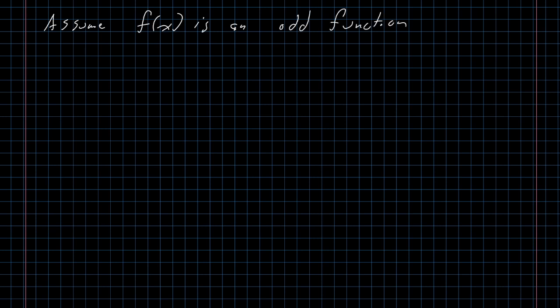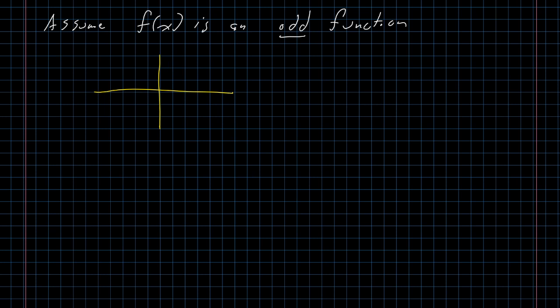Let's assume that f of x is an odd function. Remember that an odd function, I generally think about the power functions. So x cubed looks like this. If you take the y equals minus x line and rotate the lower half around, you'll get it to match up exactly with the upper half.